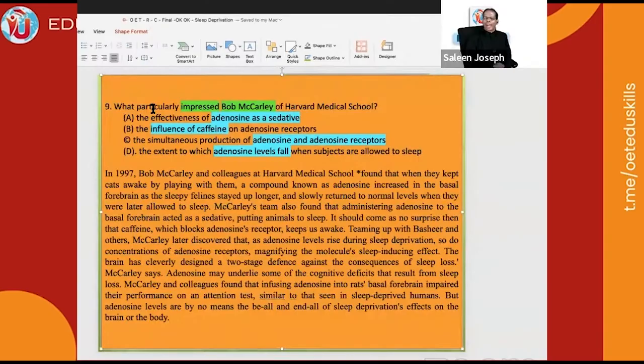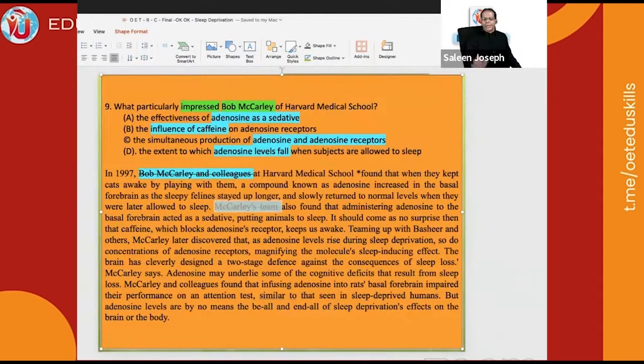Now tell me where you have the names. Bob McCauley. First line. Now they are asking about the impression of Bob McCauley. The first line is speaking about Bob McCauley and colleagues, and our question is not about colleagues, only about Bob McCauley. Again, somewhere here you have McCauley's team, but the question is not about McCauley's team. It's only about McCauley's impression.